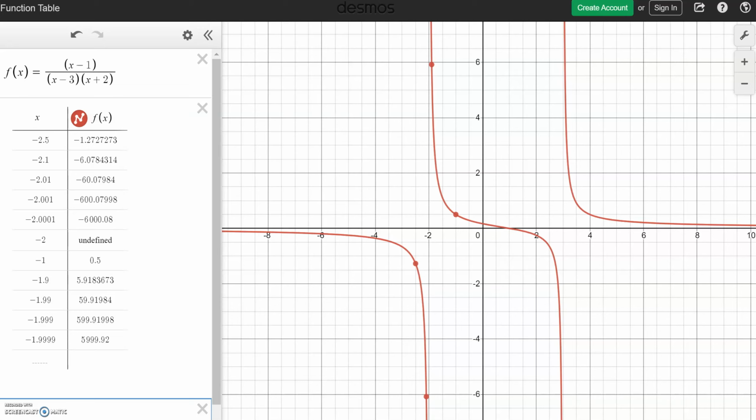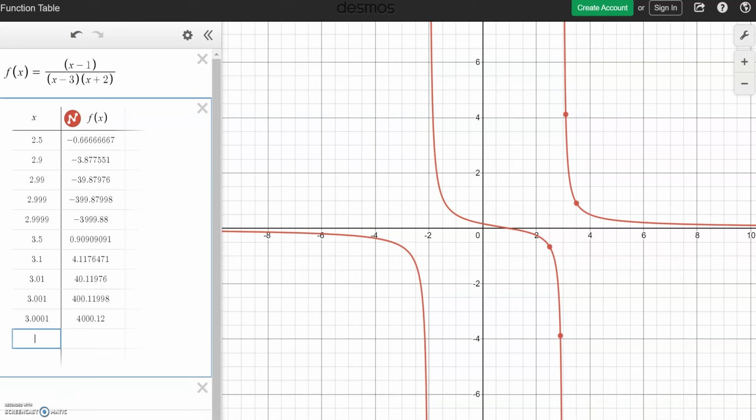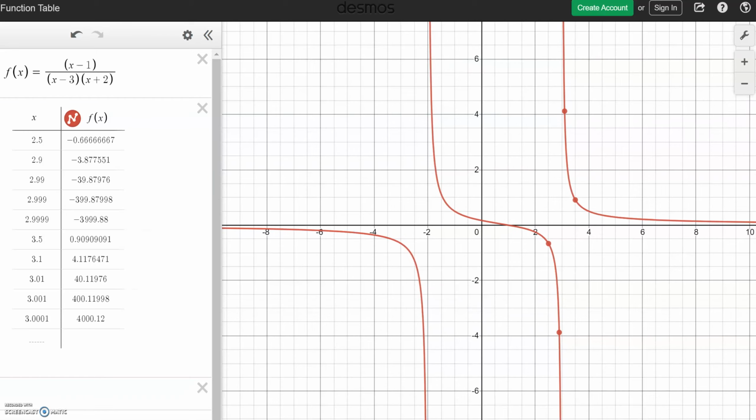When I plug in numbers that are getting close to -2 from the other direction, like -1.9 and -1.99 and whatever, see these numbers are doing the same thing. They're getting infinitely large. That's why it's getting so steep. If I'm getting closer to 3, the same thing happens. As I get closer to a positive 3, my numbers get either infinitely large in the negative direction or infinitely large towards the positive direction. And that's what's causing this steepness in the graph.